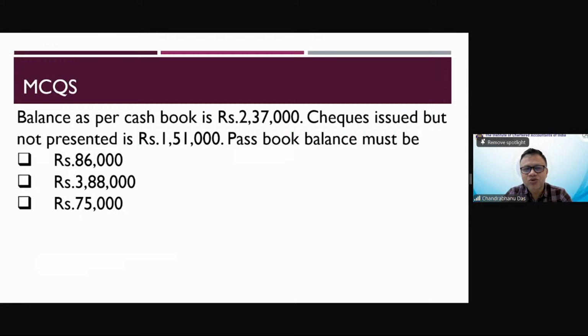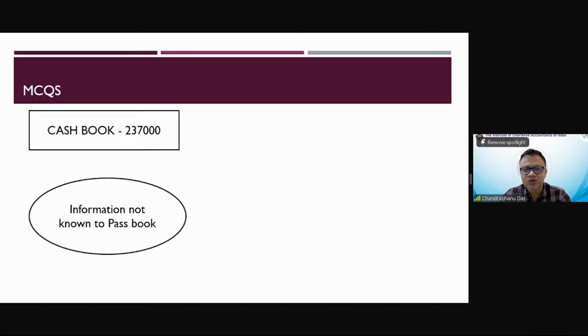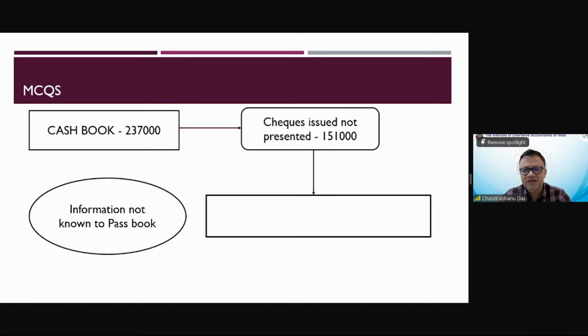Balance as per cash book is 2,37,000. Checks issued but not presented is 1,51,000. What must be the passbook balance? Now when you are trying to reconcile, you are arriving at the balance from passbook to cash book. So balance as per cash book is 2,37,000. Checks issued but not presented. So what should be the balance? This information is not known to the passbook. So the passbook will add this and it will become 3,88,000.